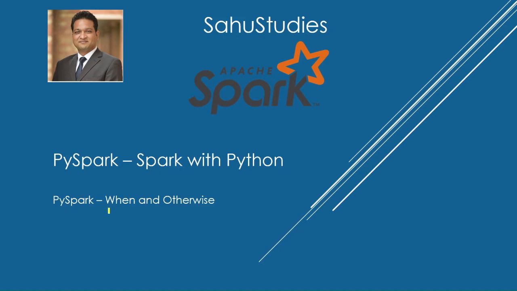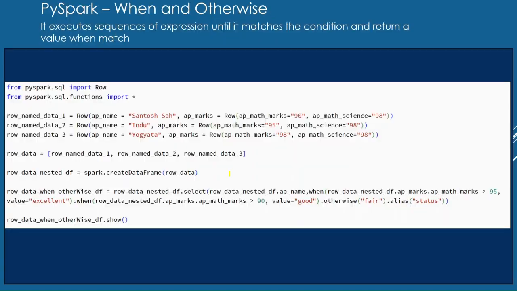In this video, we are going to see how when and otherwise function works in PySpark. So, what is when and otherwise? How does it generally execute? It executes a sequence of expressions until it matches the condition, and returns a value when it matches. We will see in detail which kind of condition this statement is talking about and which kind of value it will return when the condition matches.